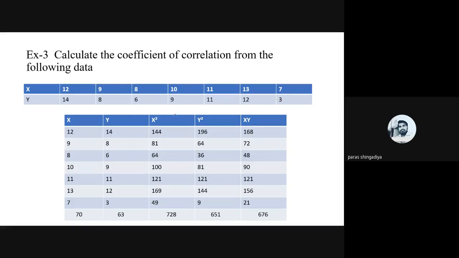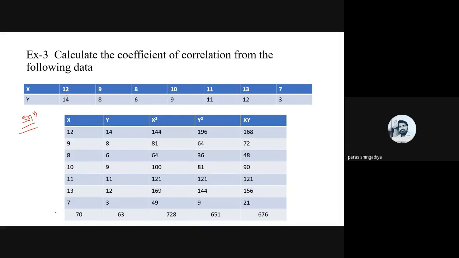So first step, prepare this table. This is important for the formula. All these values are required in the formula. So solution: first prepare the table. Whatever values are given, you have to use those here. You do not have to generate any other values from anywhere. The values of x are 12, 9, 8, 10, 11, 13, 7. Write them down in the first column. And then the values of y: 14, 8, 6, 9, 11, 12, 3. These are the second column, and find out the total.